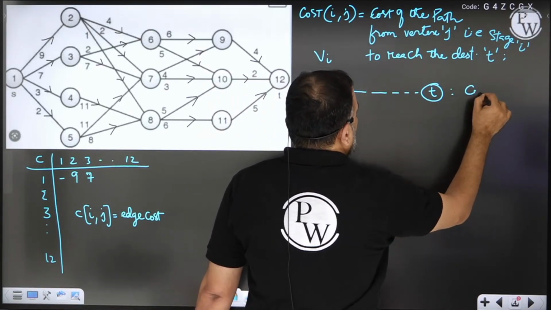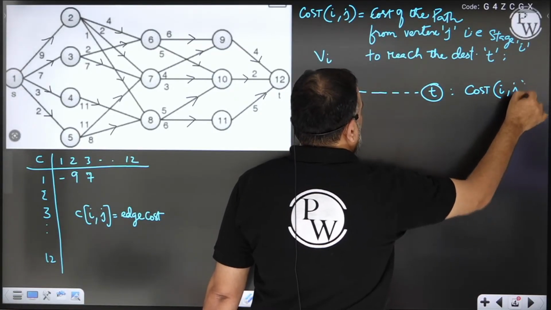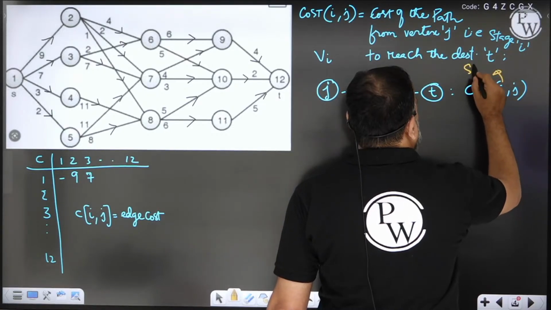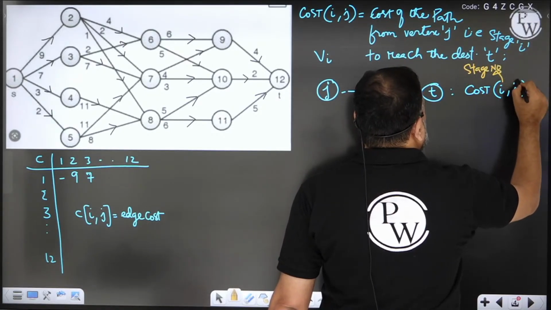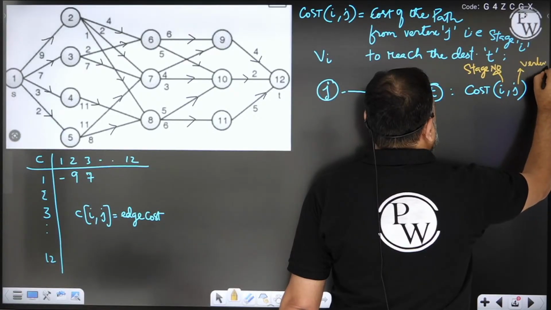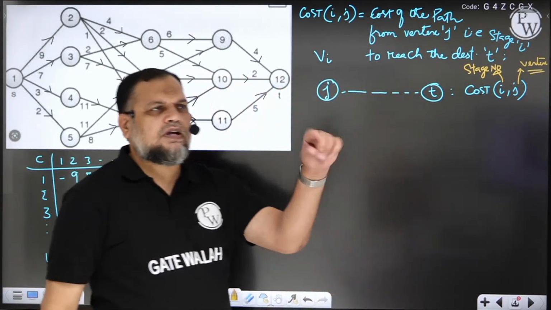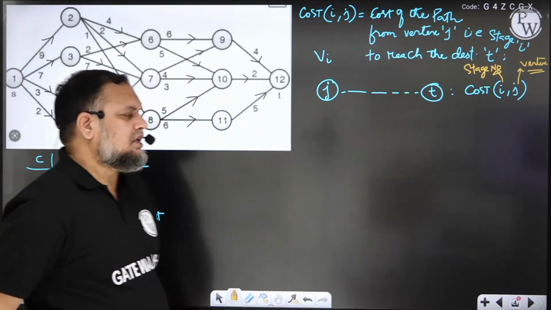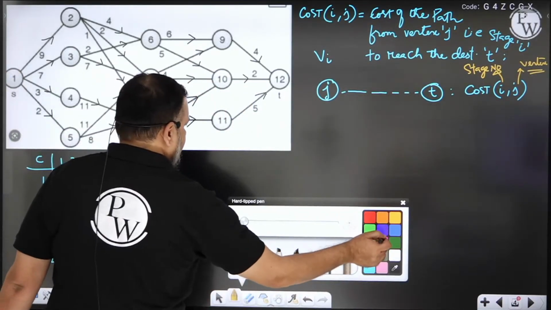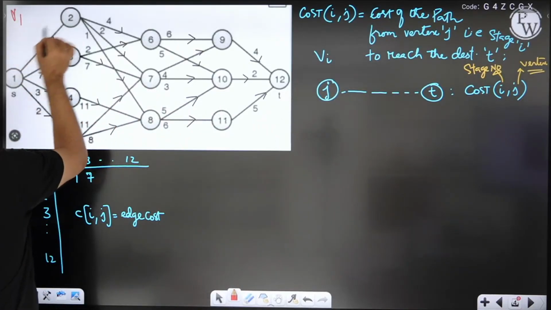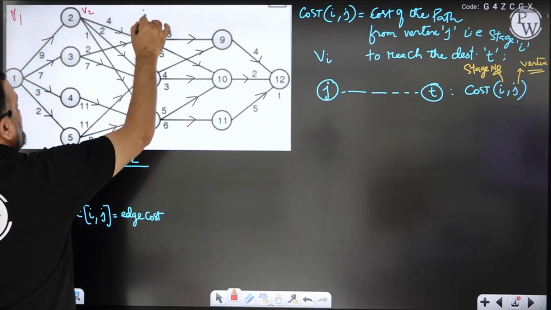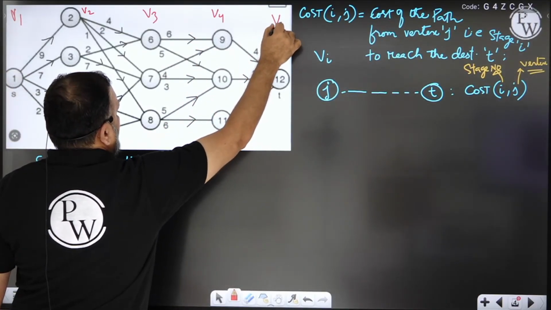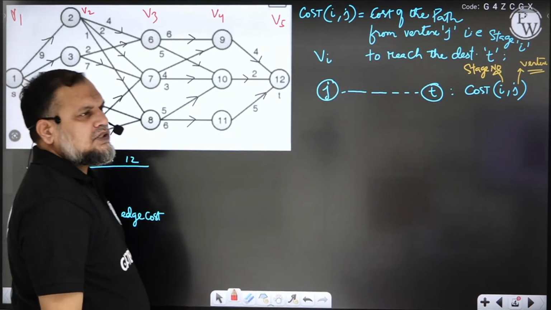This is indicated by our formula cost of Ij. So kindly bear with me and try to understand that I is the stage number and J is the vertex in that stage. This is a point you have to understand. People often confuse and mix up I and J. I is the stage number है, J is a vertex in that stage. जैसे मान लीजिए ये आपका first stage है, stage 1 vertex 1, this stage 2 vertices 2, 3, 4, 5, stage 3 vertices 6, 7, 8, stage 4 vertices 9, 10, 11, stage 5 vertex 12. First and last stage will have only one vertex.